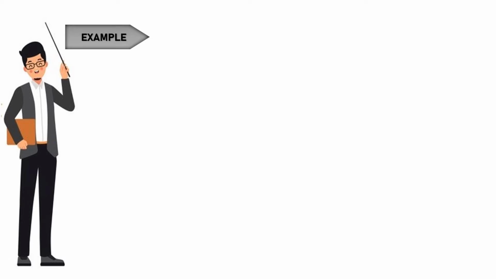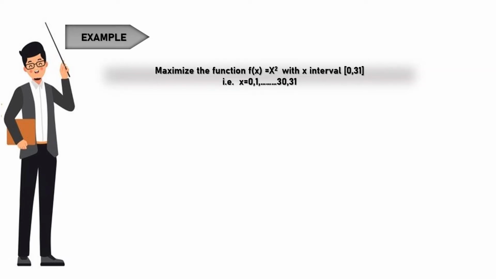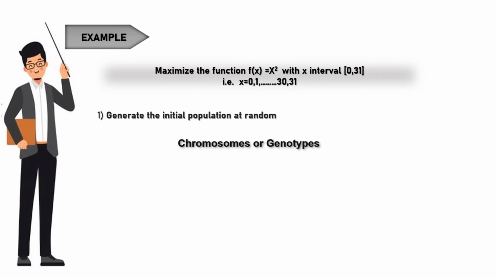1. Consider maximizing the function f of x where x is interval from 0 to 31. Now let's generate the initial population at random. They are chromosomes or genotypes. Considering the binary and integer values. 2. Now calculate fitness of the random population.